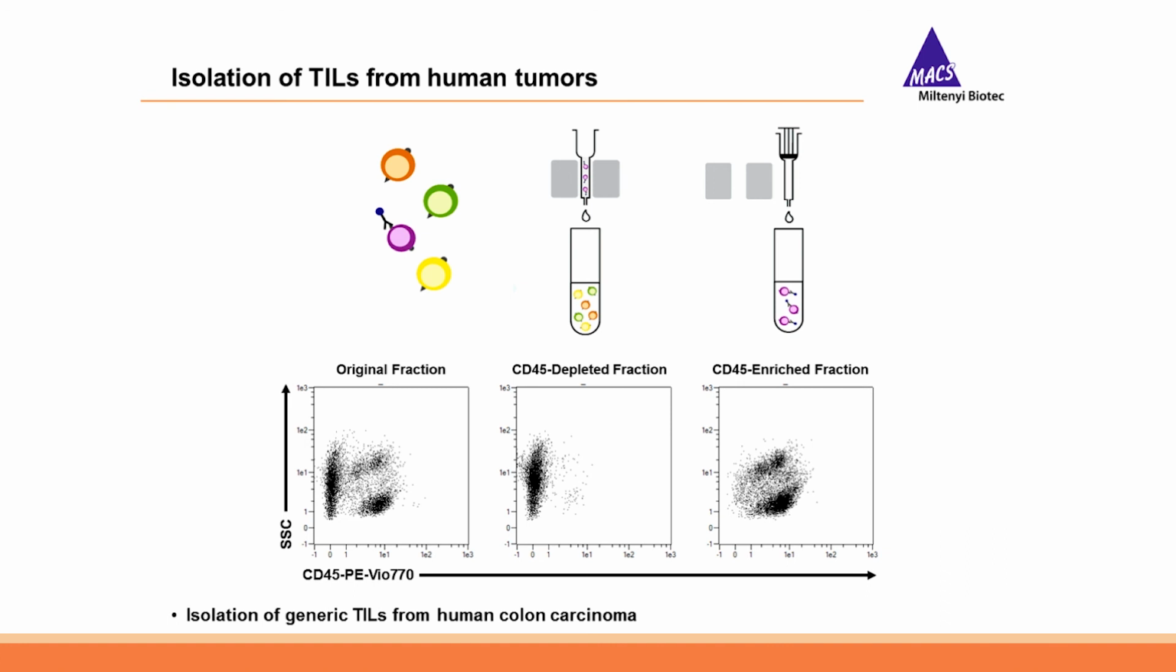So next to the optimization of this protocol for mouse TIL isolation, we have now also recently released the human counterpart, which also shows you very nice results when working with primary human material. As you see here, this is a human colon carcinoma, which we have dissociated. And then you see again in the flow-through fraction, you have your CD45 negative, mostly tumor cells, endothelial cells, fibroblasts. And then in the positive fraction, your isolated CD45 positive cells.